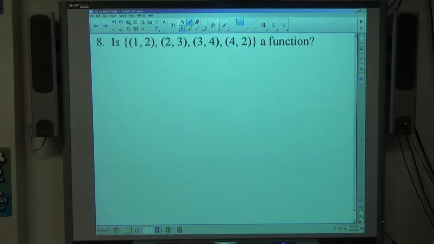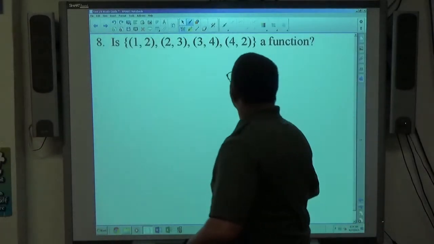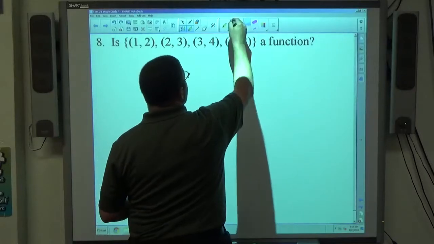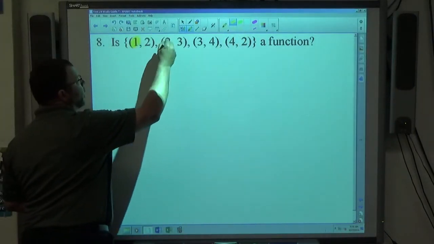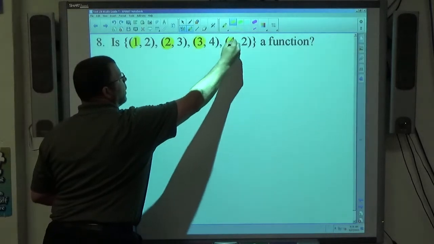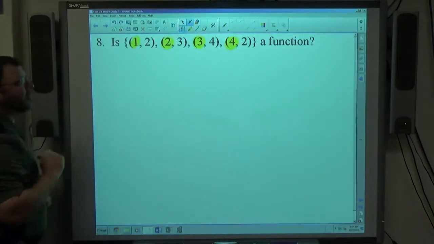Number 8. To determine if something's a function, a set of ordered pairs specifically, we first of all look at the x-coordinate of each. So we have 1, 2, 3, 4. If they are all different, the answer is yes.